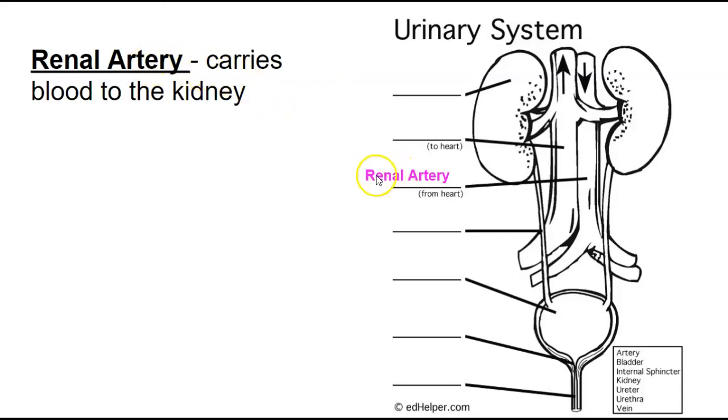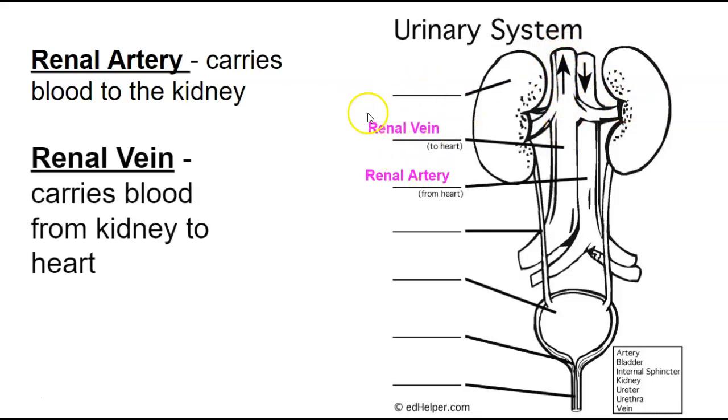And the renal artery carries blood to the kidney. Remember, artery away from the heart? So it's going away from the heart to the kidney. It's pretty impossible to tell the difference in this picture, which is the artery and the vein. The only thing we can tell, though, is that one is coming to the kidney, so that's the artery, and then the one going away is the vein.